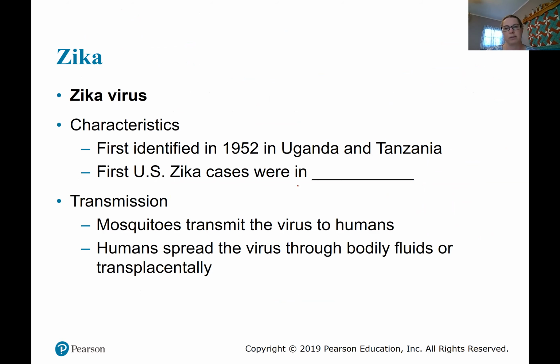And one arbovirus caused disease is the Zika virus. And Zika was first identified in Uganda and Tanzania back in 1952. And in the United States, the first cases began in 2016 in Florida. And so this disease is transmitted between mosquitoes and humans. And humans can spread it to other humans through body fluids, or it can cross the placenta, and this is where it does the most damage, is when it crosses the placenta and infects the fetus of a pregnant woman.